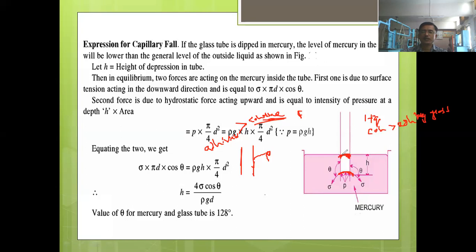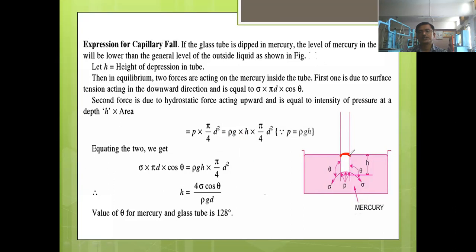And when this curve forms, because of this curvature and the surface tension, the surface tension will act in the tangential direction of the curve. So this surface tension force will act in the downward direction. If we take its vertical component, it will be acting in the vertical downward direction, and because of this there will be a depression inside the mercury.